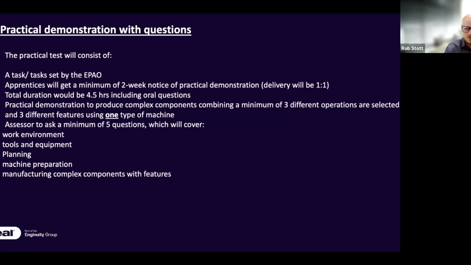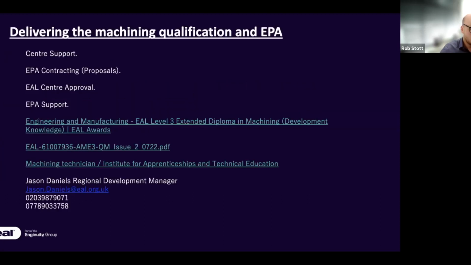Again, as we do move forward a bit closer to EPA, then we will be doing more briefings on the actual EPA itself. This is just very much a briefing session in terms of what's involved in the assessments. So at this point, I'm going to pass over to my colleague Jason, who's going to cover how you can work with us as an existing centre or a new centre of EPA itself. So over to you, Jason.